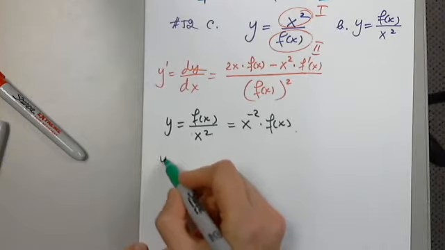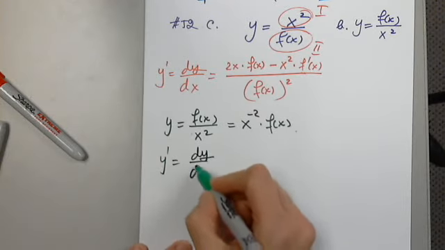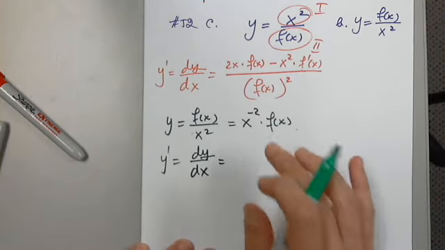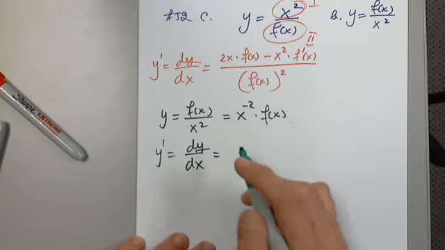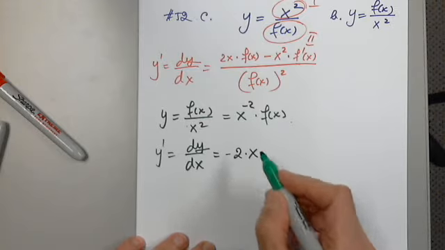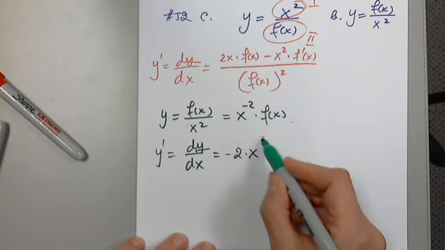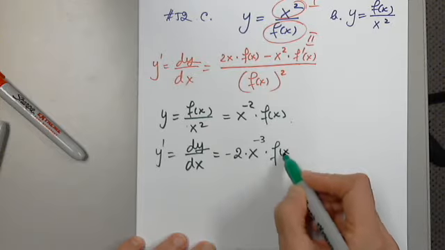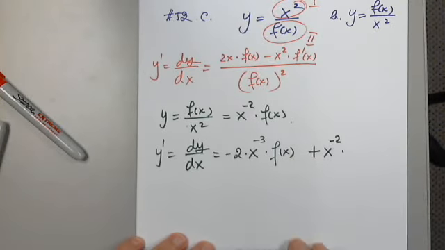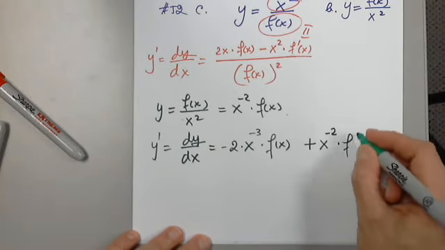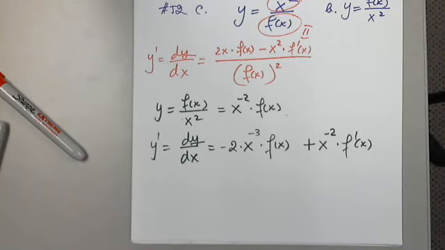So now I find y prime, the derivative of y with respect to x, using the product rule. So the first function prime is negative 2 times x to negative 3, multiplied by f of x, plus x to negative 2 multiplied by f prime of x, that's it. When I can, and when it's easier, I will change a ratio into a product to differentiate.